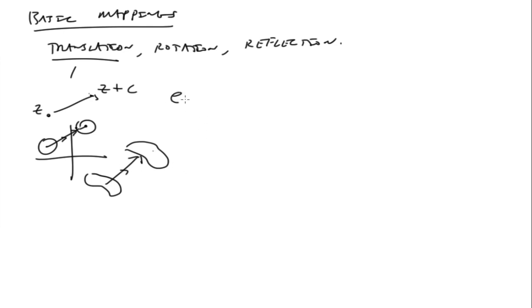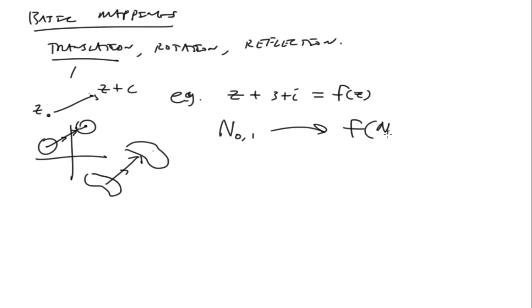So for example, let's talk about this example of z plus 3 plus i. Okay, I'm going to say that's my function. Now what I want to do is ask, what does that look like? I'm going to take the neighborhood around 0 with radius 1, and I want to find out where that gets mapped to. I want to find f of N(0, 1), and that's pretty straightforward.